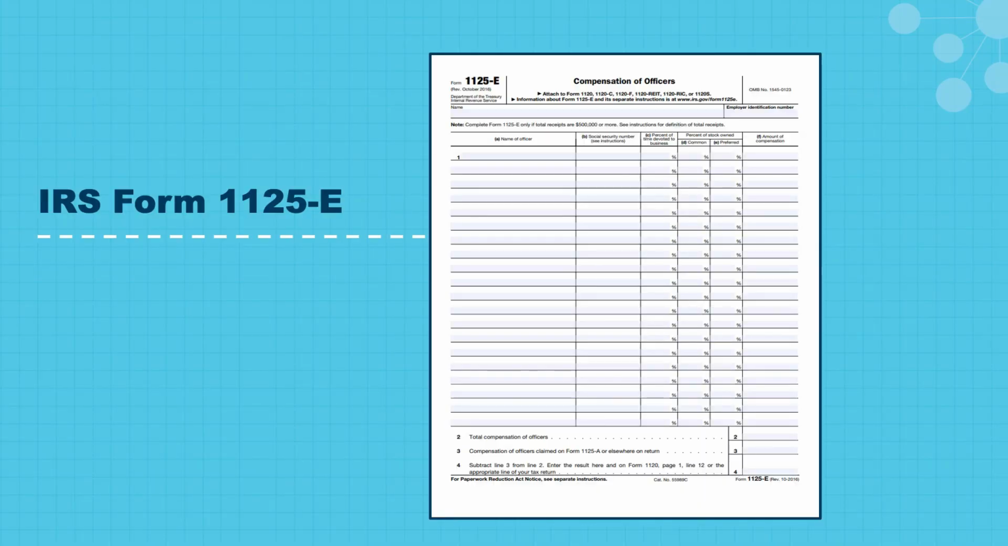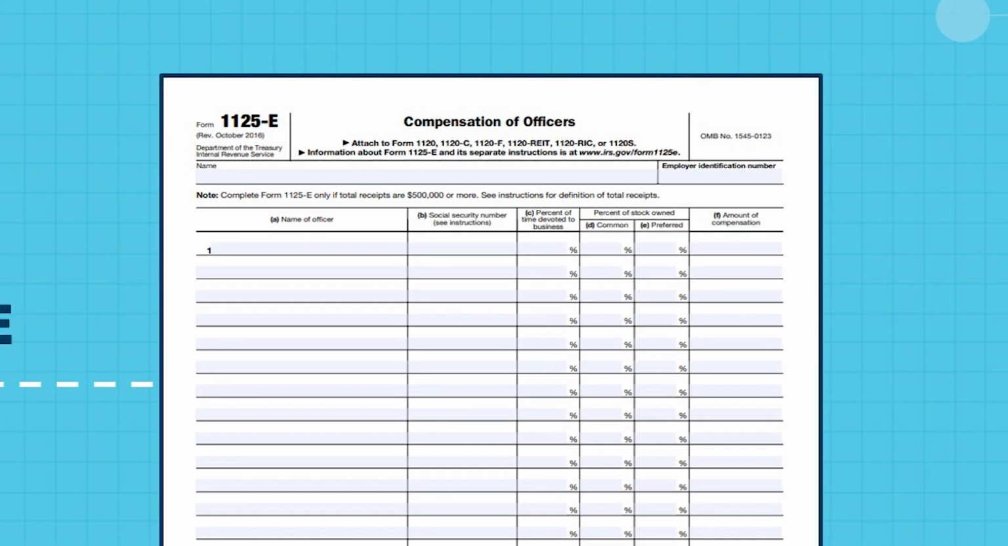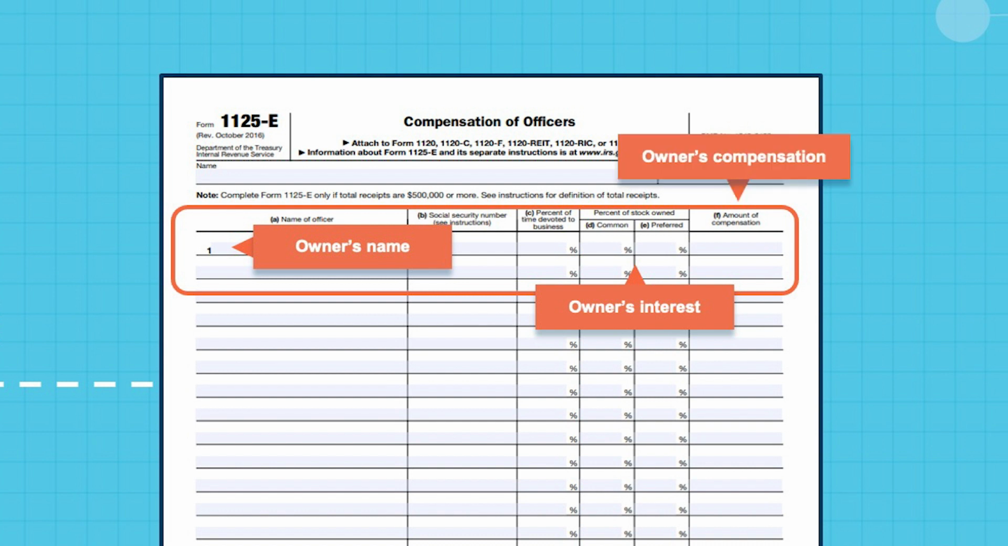In order to confirm what your borrower's percentage of interest is in a corporation, you may need to review IRS Form 1125-E. However, if the total receipts are under $500,000, then the business is not required to complete this form. If that is the case, then you may need to use some alternative methods, such as requesting the articles of incorporation or requesting that the CPA confirm ownership. Your borrower's name will be listed as an owner. The percentage of ownership can be found on this form. The owner's compensation will also be reflected here.